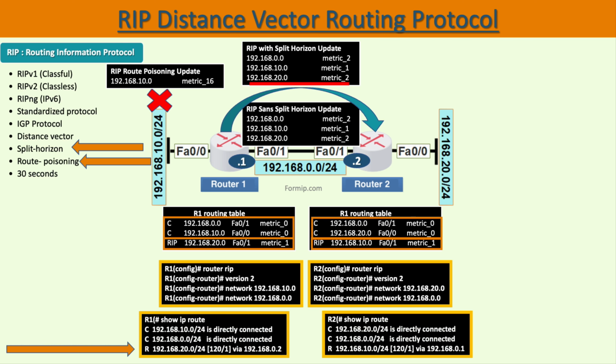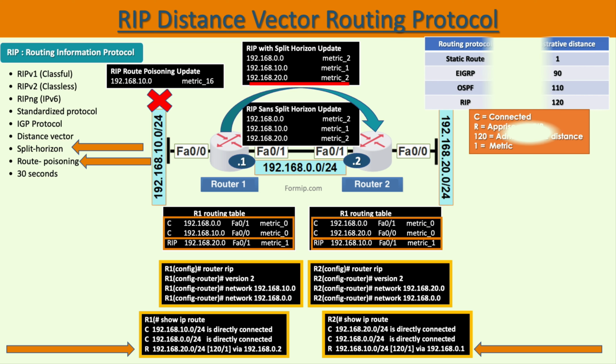On router 1, we see a RIP line that says that to join the network on the far right, you have to go through the 0.1 interface of router 2, the one with the IP 192.168.0.2. And for router 2, it's the same thing. You can see the networks that are directly connected to it, and in RIP you have the 192.168.10.0 network, which can be reached via the IP 192.168.0.1. On the RIP line, the number 120 is the administrative distance, and the 1 is the metric.